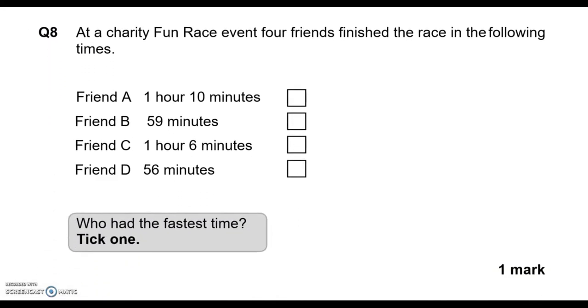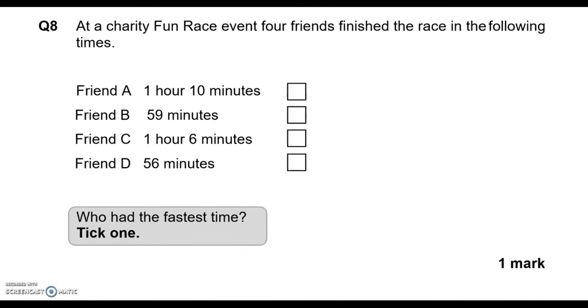Question 8. At a charity fundraising event, 4 friends finished the race in the following times. Friend A, 1 hour and 10 minutes. Friend B, 59 minutes. Friend C, 1 hour and 6 minutes. Friend D, 56 minutes. Who had the fastest time?